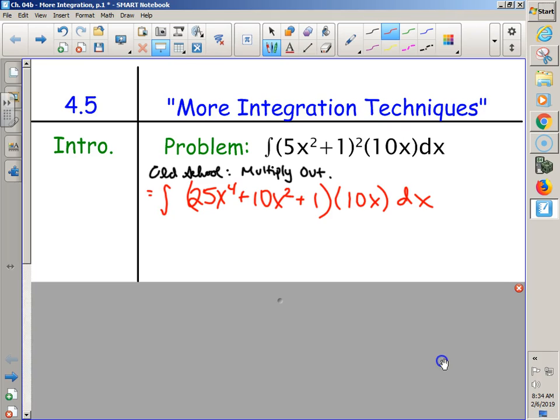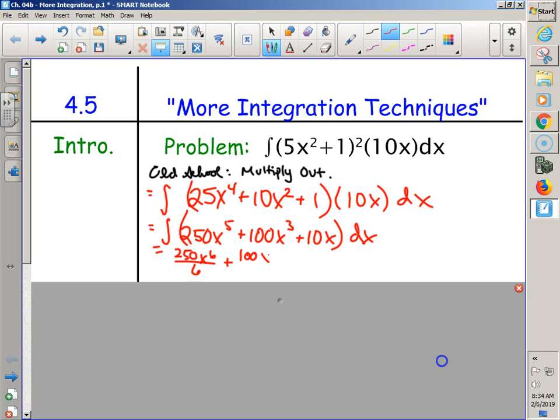5x squared plus 1 times 5x squared plus 1. First, outer, inner, last. The outer and the inner end up doubling. The multiplication of the two. Then couldn't we keep going and multiply the 10? And so we get 250x to the fifth plus 100x cubed plus 10x. But what do we still have to do? Integrate. So isn't that going to be 250x to the sixth all over 6 plus 100x to the fourth over 4 plus 10x squared over 2 plus C.